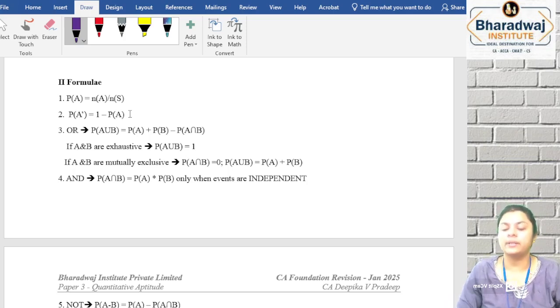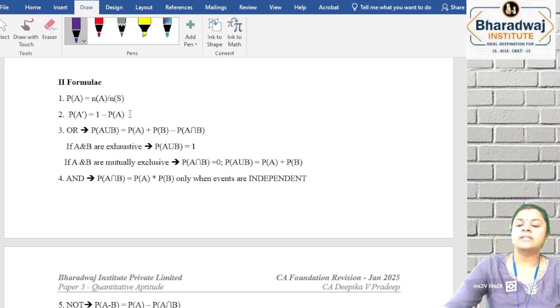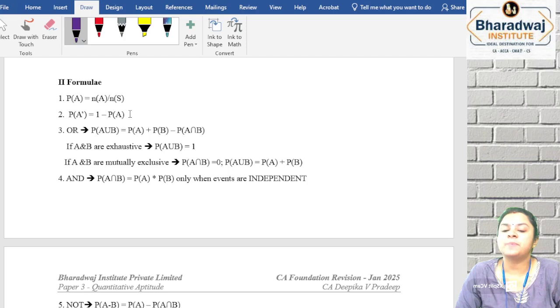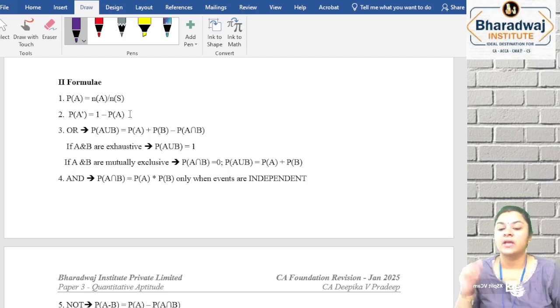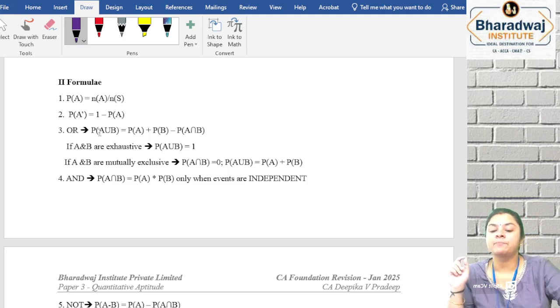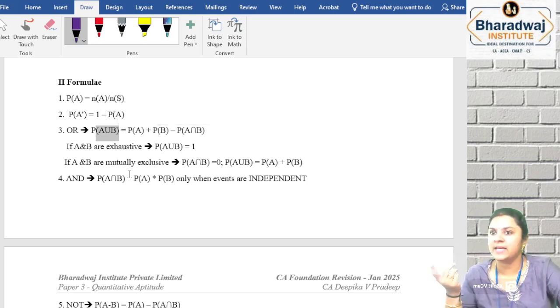Now A union B. So what is A union B? P of A plus P of B minus P of A intersection B. Very important point to remember. When you are using the A union B formula anywhere, or a plus sign anywhere, it means you need to check whether the events are mutually exclusive.